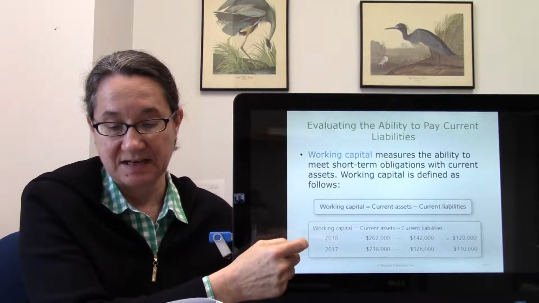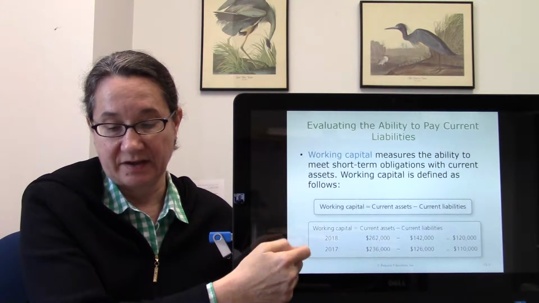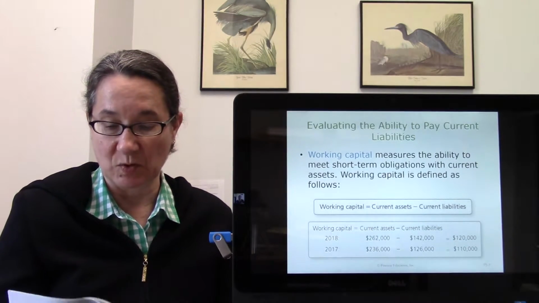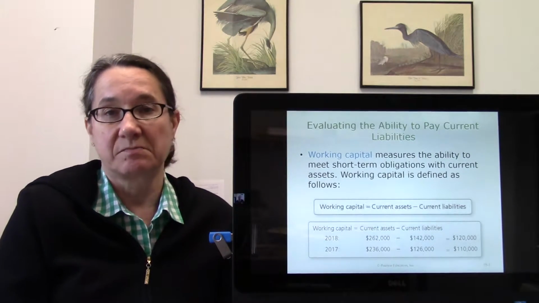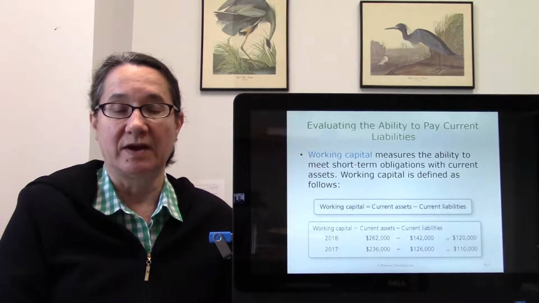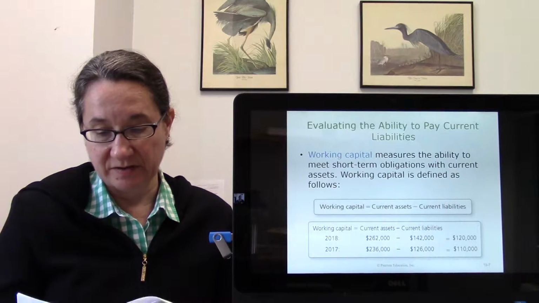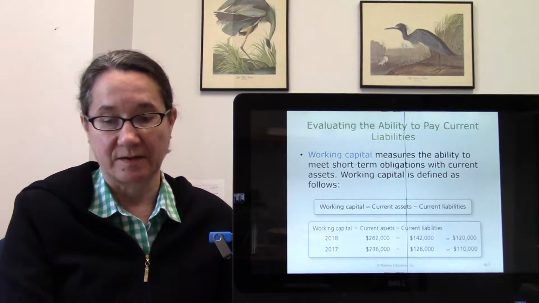So in 2017, their working capital was $110,000. In 2018, their working capital was $120,000. So they had a little more working capital as they go on, and that's a good thing, right? The more working capital you have, the better you're able to cover your current liabilities.